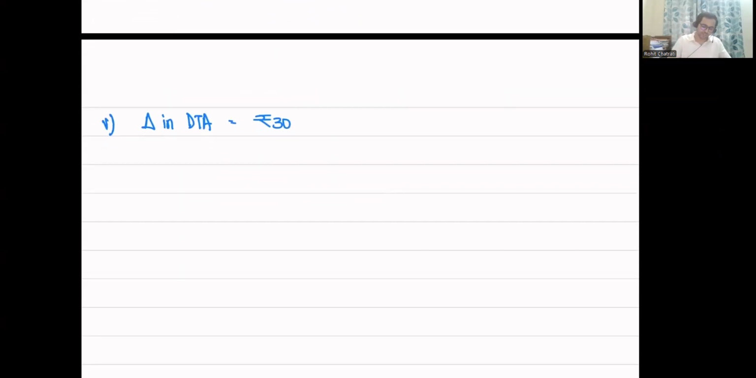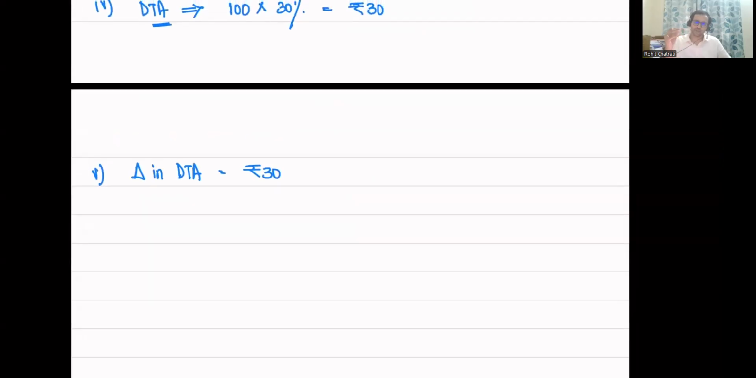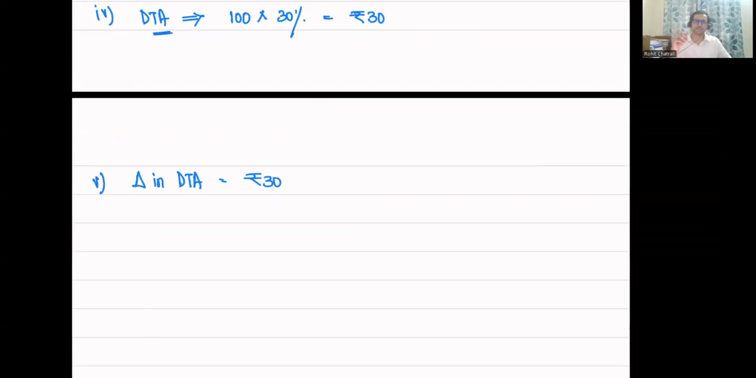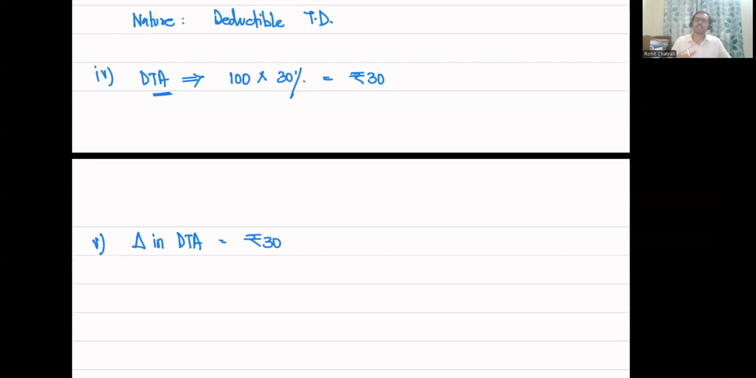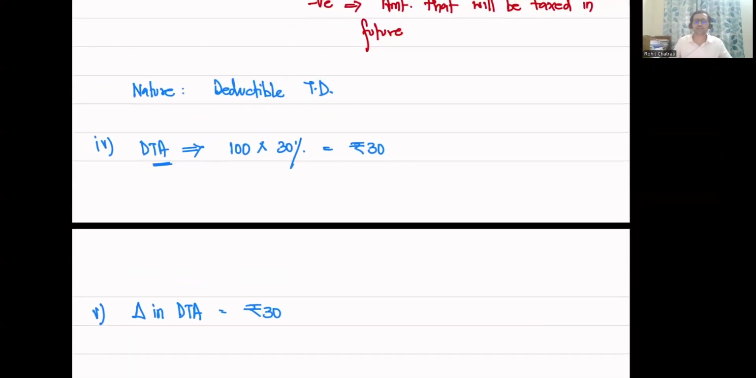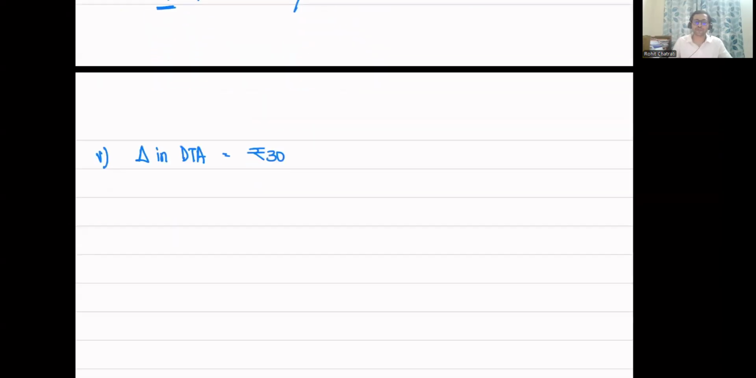So therefore, the journal entry is going to be DTA, deferred tax asset debit, and credit deferred tax benefit. Now obviously the answer is going to be the same as what we already saw, right? We already knew that the answer was going to be 30, just that this is the format in which Ind AS 12 requires us to calculate and recognize the deferred tax amount each year. This was the calculation for year one.